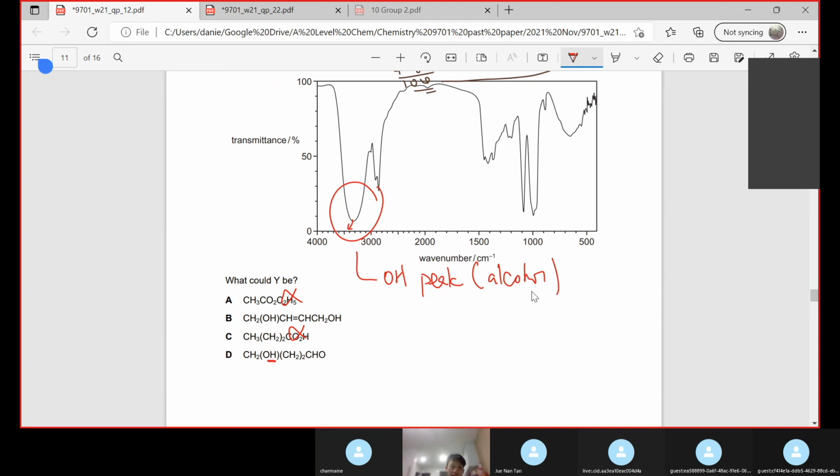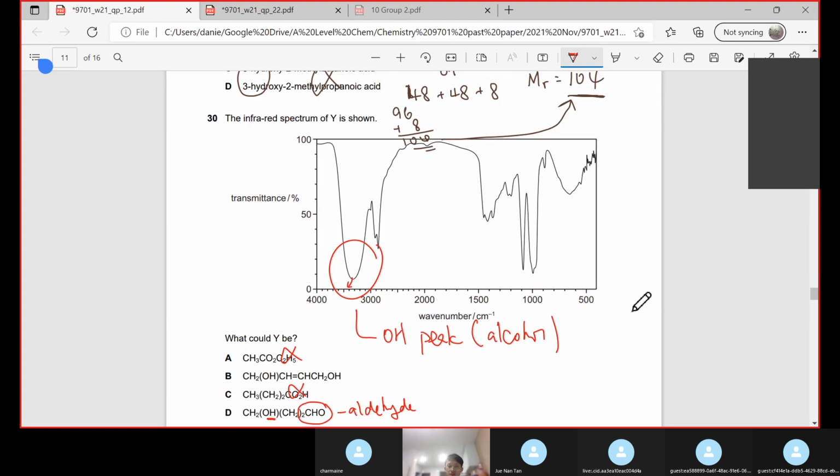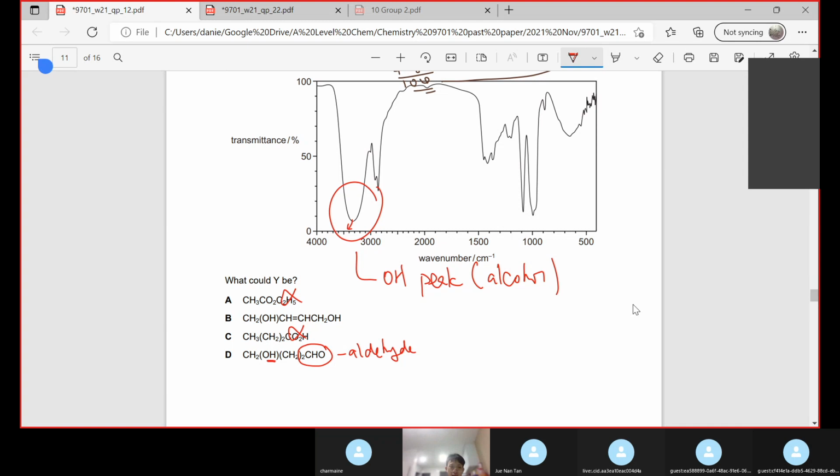Okay, then is there any C double bond O? This is aldehyde, right? From 1,6 something to 1,8 something, there is no strong absorption. So no C double bond O, so no aldehyde. So the answer is B. Okay, 30 is considered quite easy.